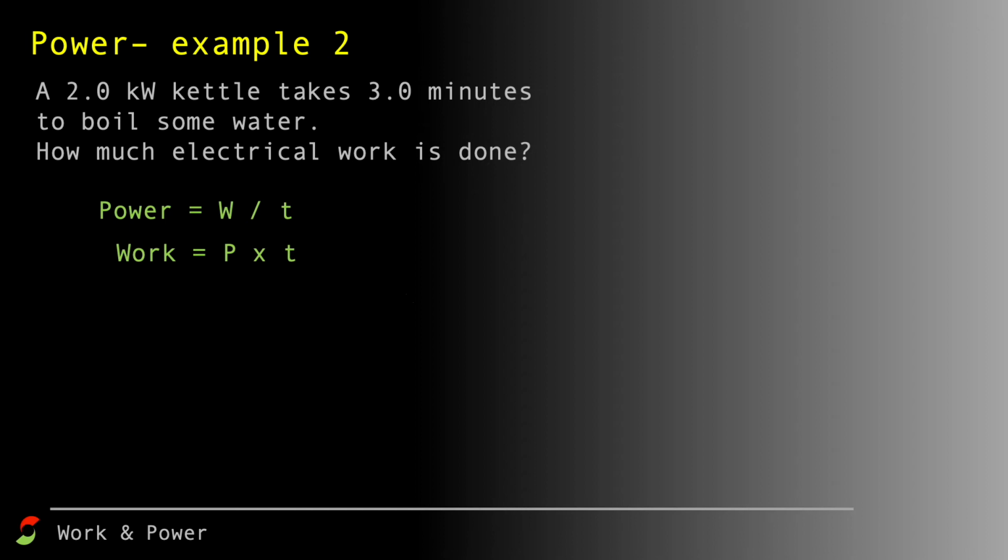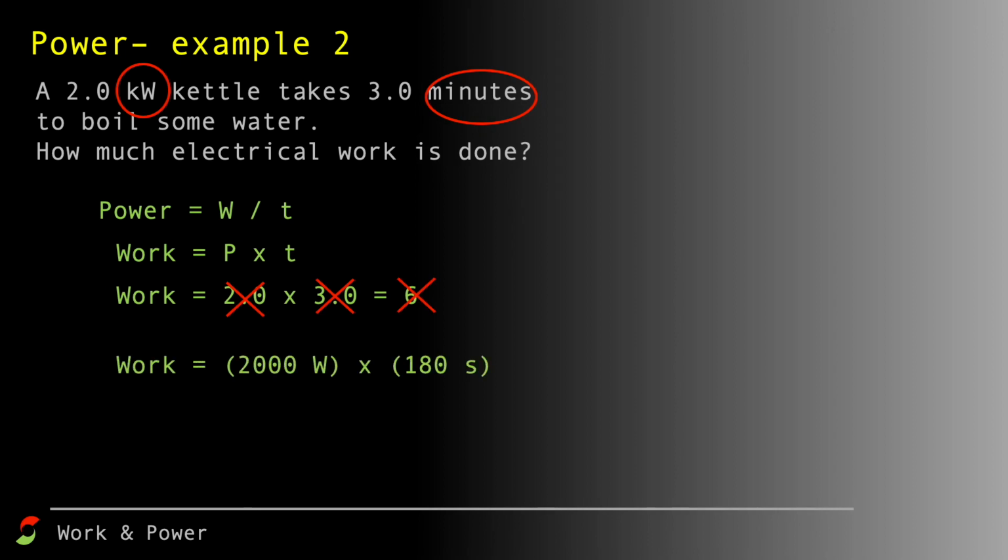And then we're going to put in 2 for our power, 3 for our time, which means we've got 6. Oh, hang on. Kilowatts, minutes. They're not the right units. So it can't be 2 times 3 equals 6. We have to convert the kilowatts into watts and the minutes into seconds. So that means it's going to be 2000 times 180 because of these. They've always got to have those units, watts and seconds.